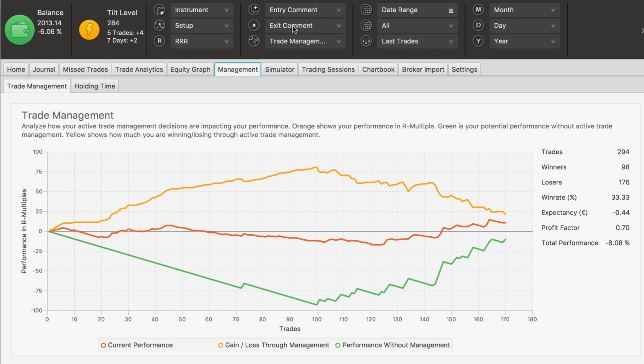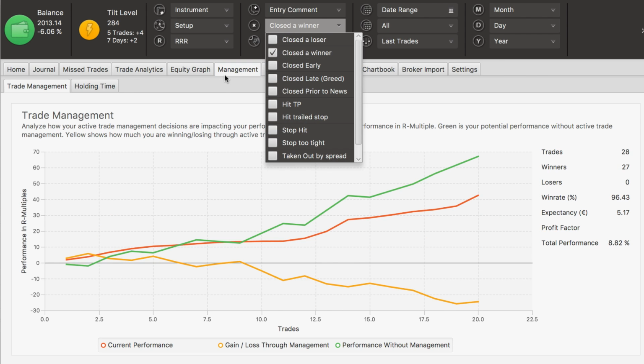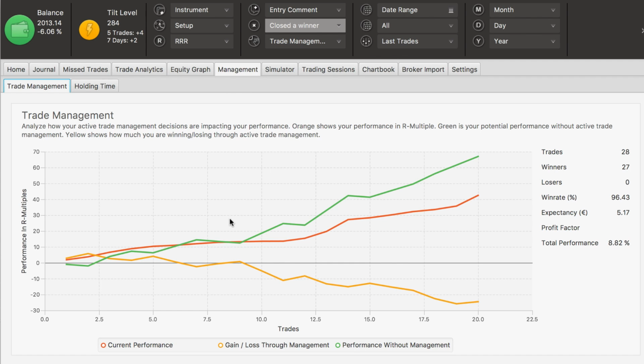There is an exit comment that the trader is using. It is called "closed a winner." And this one really stands out. You can see here the picture completely changes. He has taken 20 trades where he used this tag, and you can see if he had not closed the trade early ahead of his take profit, because it says "closed a winner," then his performance would have been around 65 R multiples, and you can see he only realizes an R multiple of around 40. So there are 20 R multiples difference in those trades.